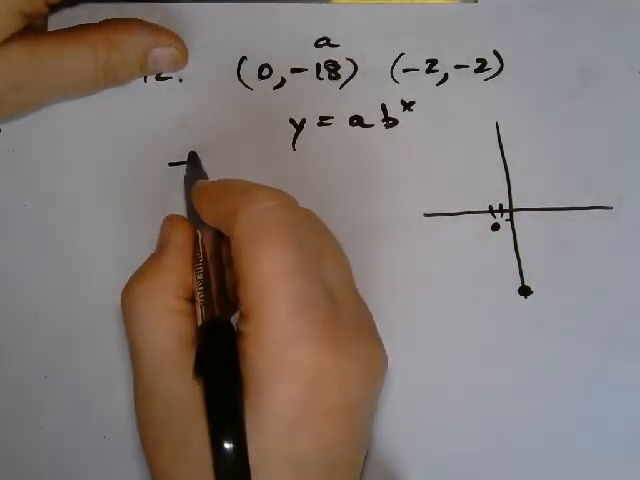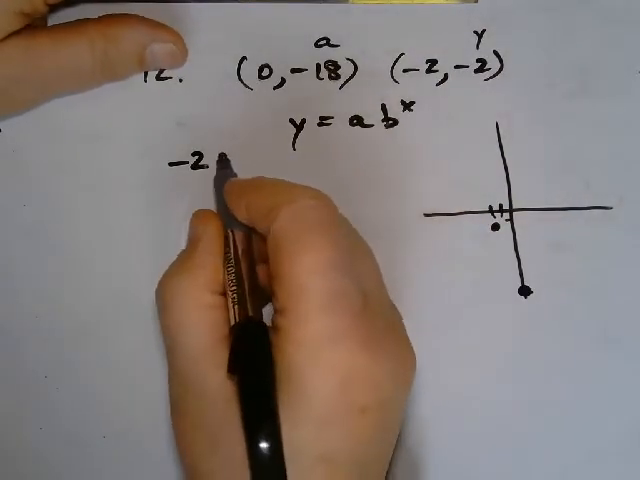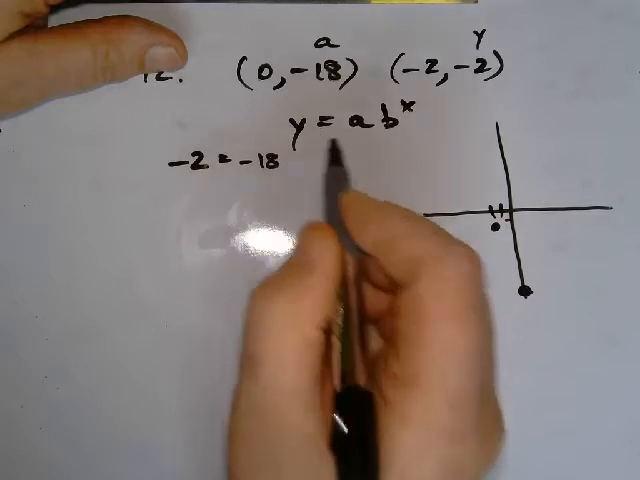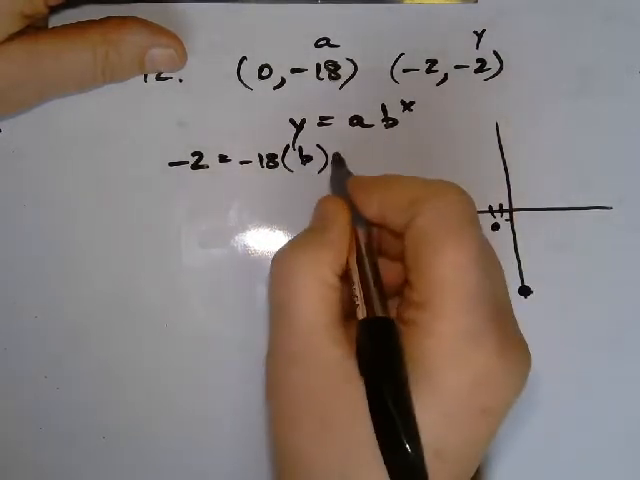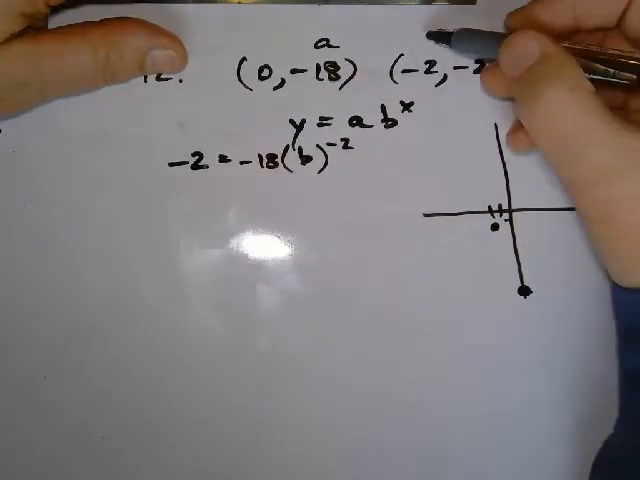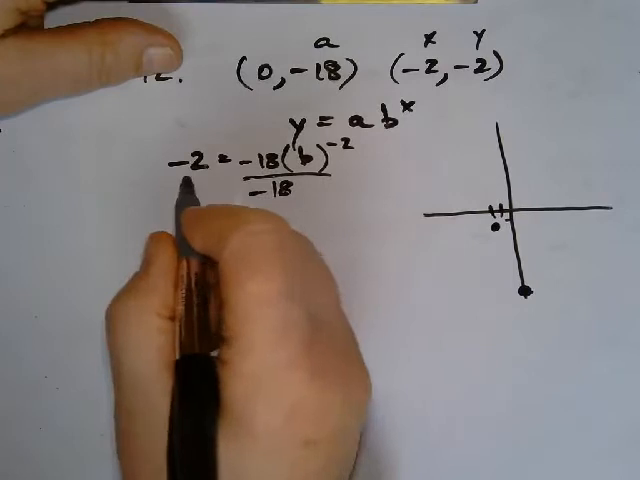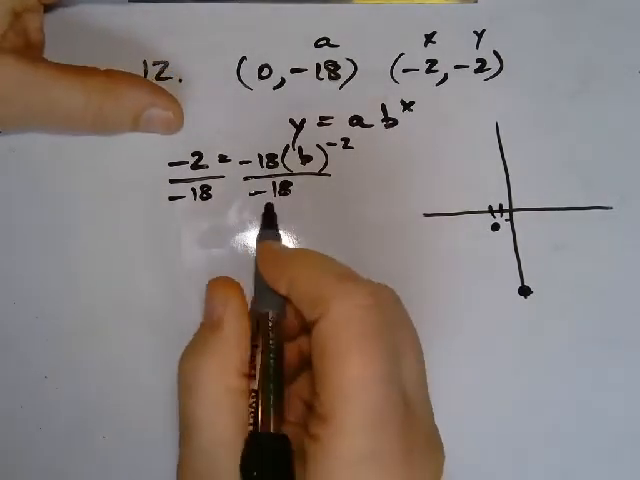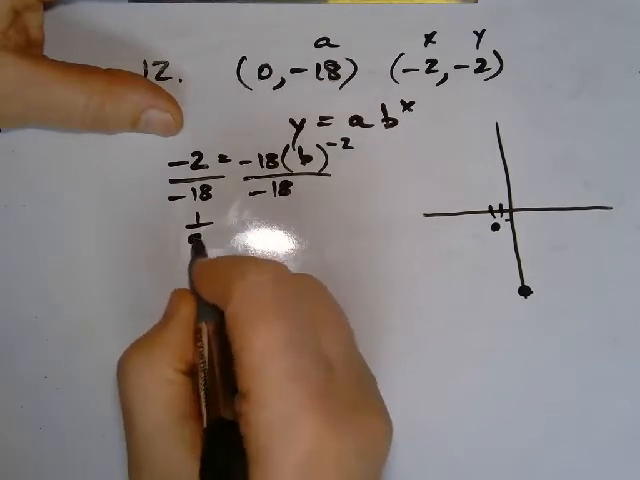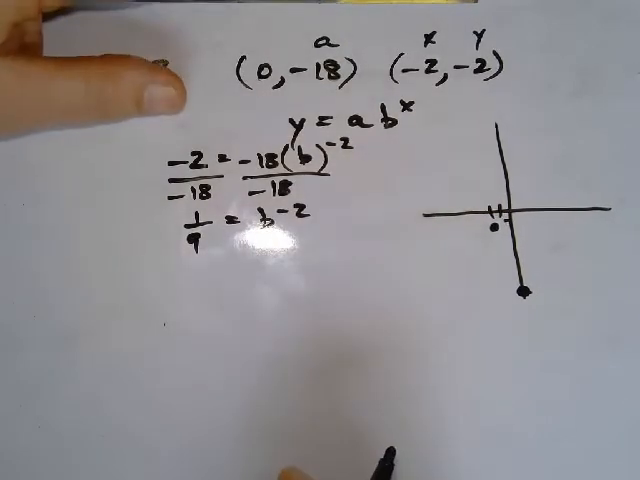The y value is -2, this one here. And a we see to be -18. And the base we don't know. And x we know to be -2, this one here. Well, let's solve it. We're going to divide by -18. As I said, we're always going to start by dividing by that a value. This is 1/9, and that's equal to b to the -2.